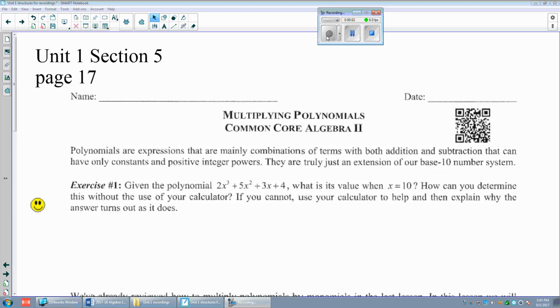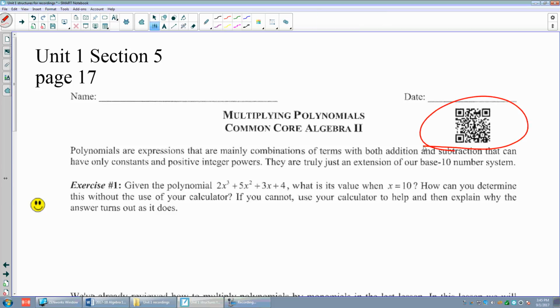Alrighty, everyone, we're going to watch the clock here. This is Unit 1, Section 5, page 17. If you don't understand what I'm saying, you can always scan that QR code right there, and the genius who made these worksheets will explain it to you also.